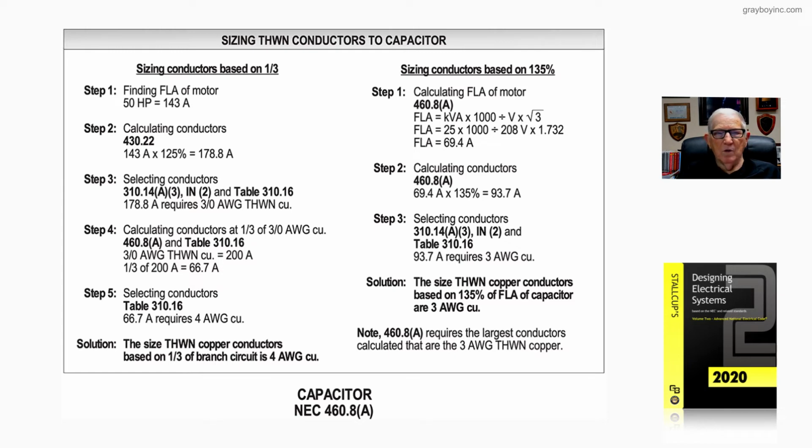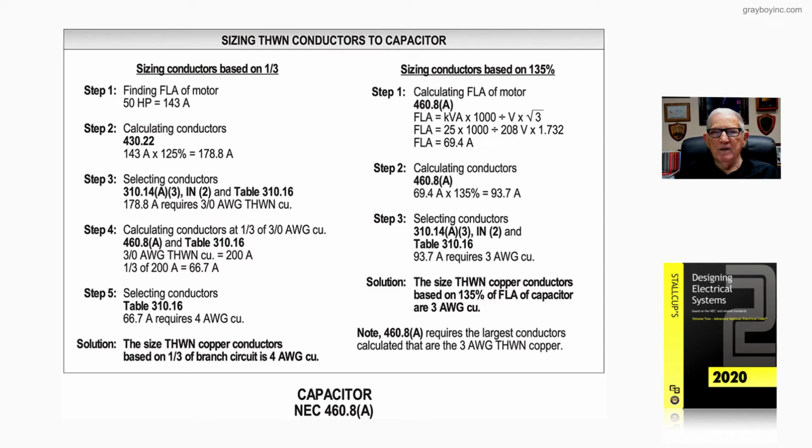Now, when we do the math in step 4, we come up with 66.7 amp. 66.7 amp requires a number 4. So in the solution, based upon the 1/3 rule now, we would pick up a number 4 THWN copper conductor. Now let's apply the second calculation, sizing the conductors based upon the 135% rule, which is to the right of the illustration. So we would look at the full load amps that we would have to find of the capacitor.